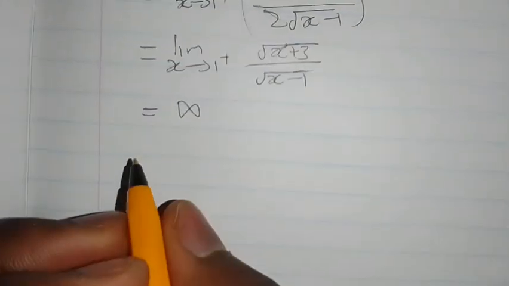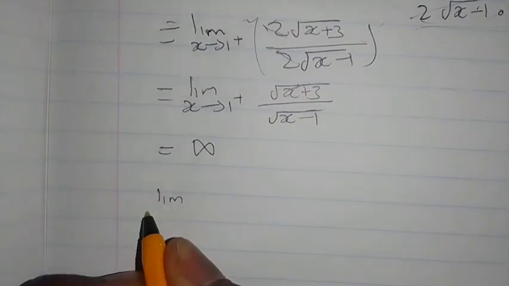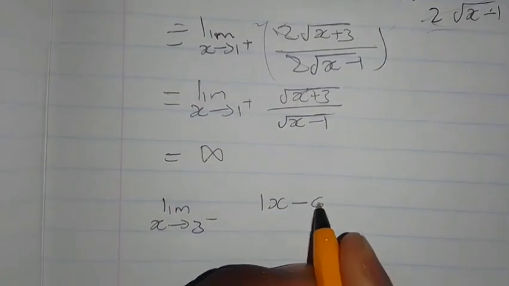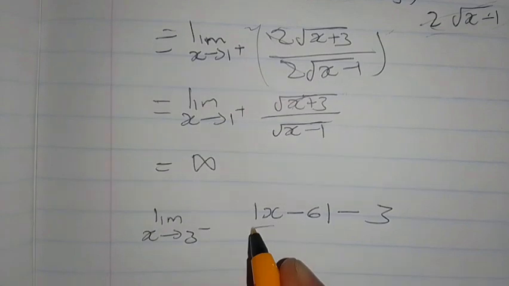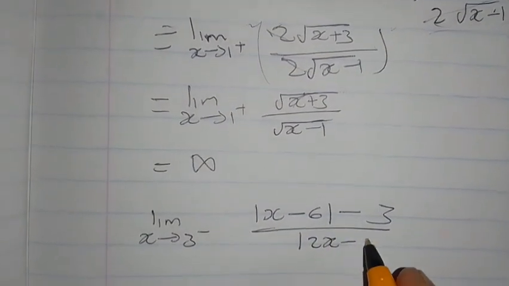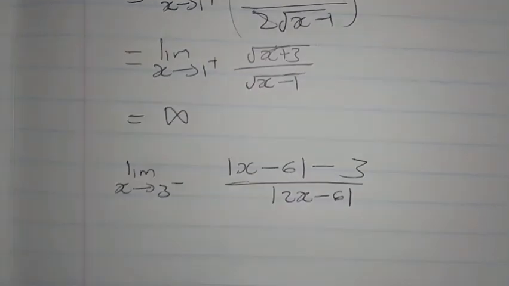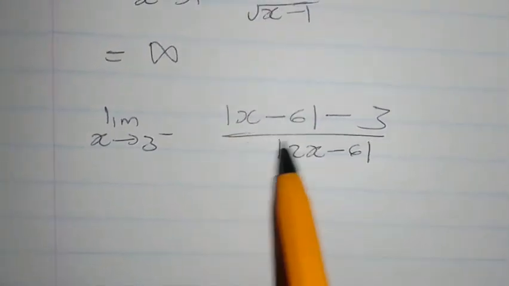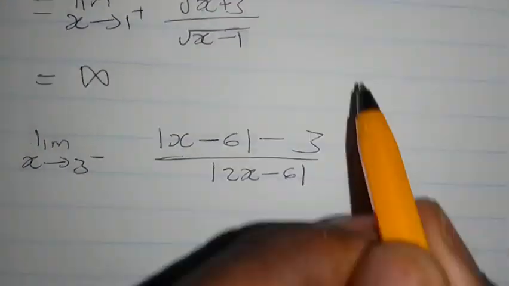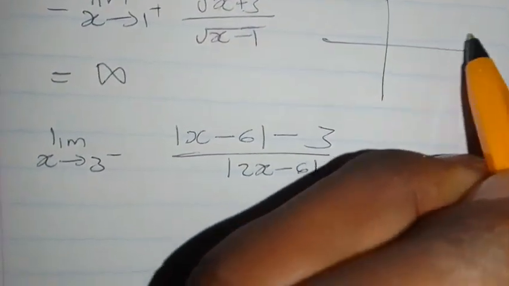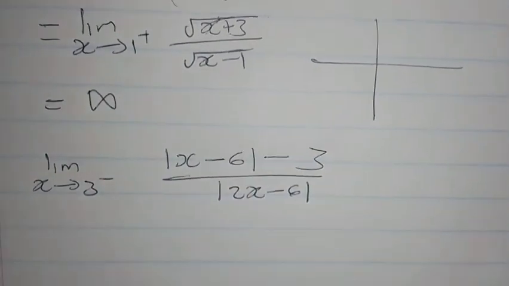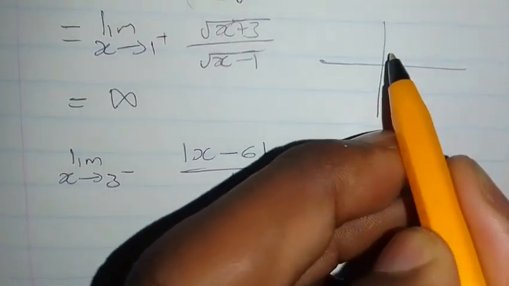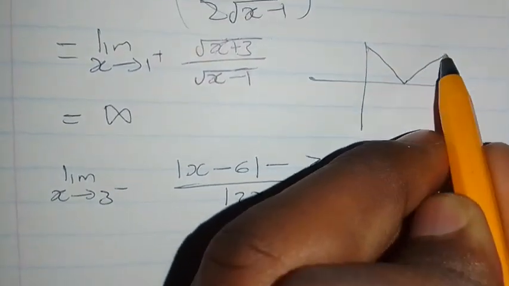Now what if we have some absolute values instead? Let's say we are approaching 3 from the left of the absolute value of x minus 6, minus 3, divided by the absolute value of 2x minus 6. Let's say we want to evaluate this limit. Now notice that if you consider the definition of absolute value, the inside function is just x minus 6, and the absolute value reflects the negative part of that function about the x-axis. So if you graph that function, it's going to look something like this.